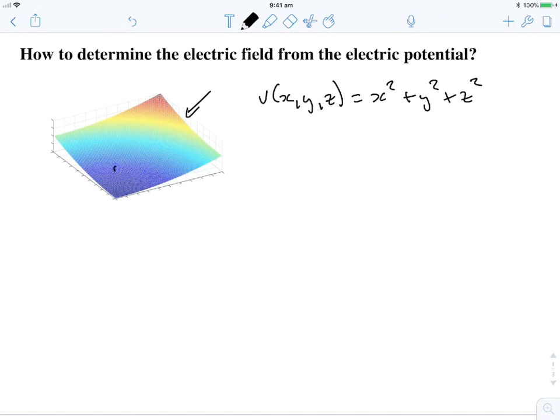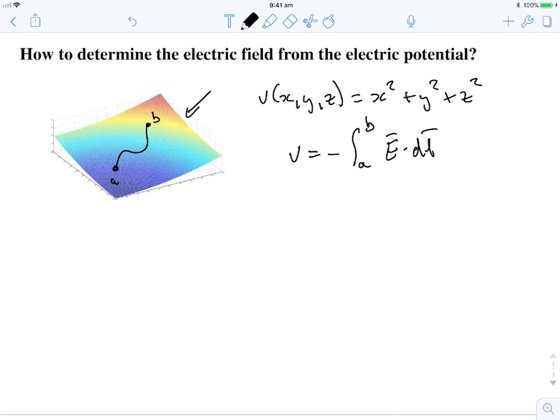Previously we considered a line going from A to B, and what we did is, to obtain the potential, we took the line integral of the electric field with the infinitesimal displacement vector dl. So we had V is equal to minus the integral from A to B of E dot dl.